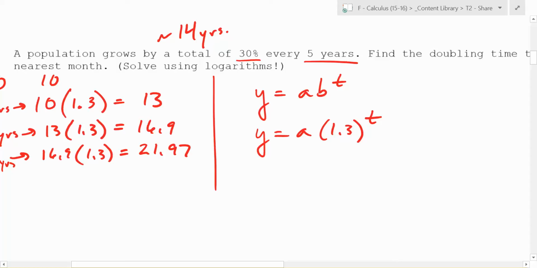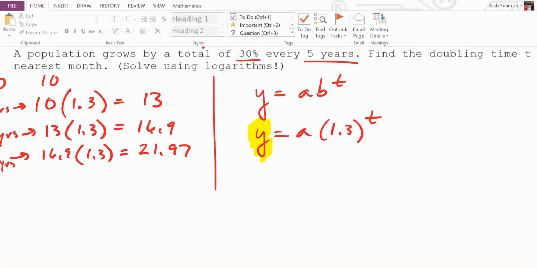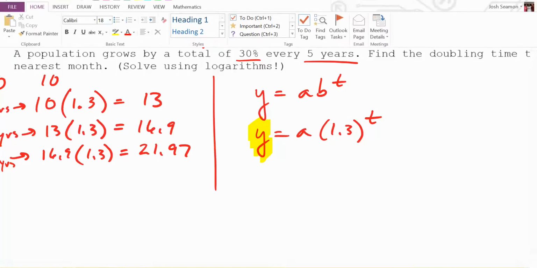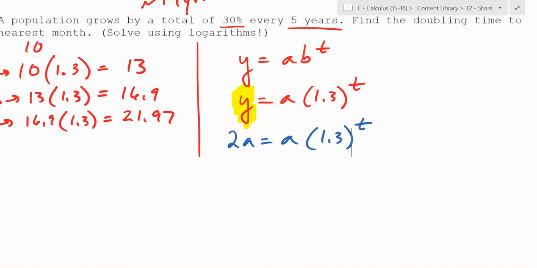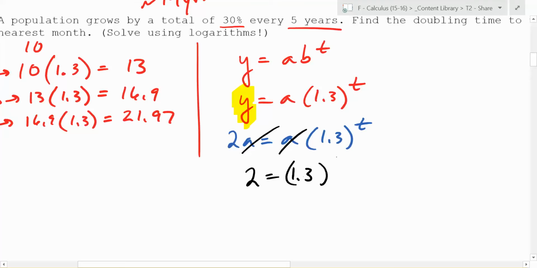Now it says we want to double it. If a is the initial amount and we double a, what do we end up with? 2a. So what do we replace with 2a instead of? This is the output, so we change that to, yeah, you said it there, Leon. You change it to 2a. So you have 2a is equal to a times 1.3 to the t. What do we divide both sides by? A. So we have 2 is equal to 1.3 to the t.